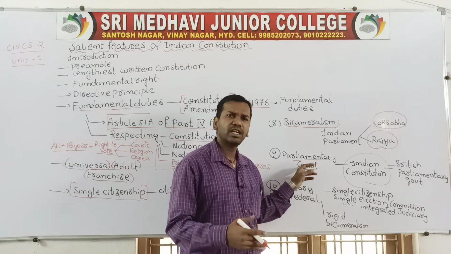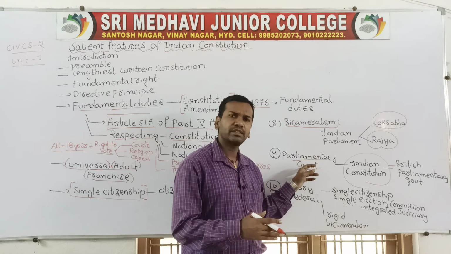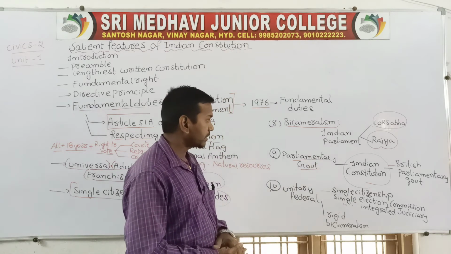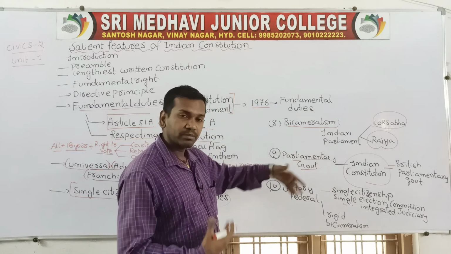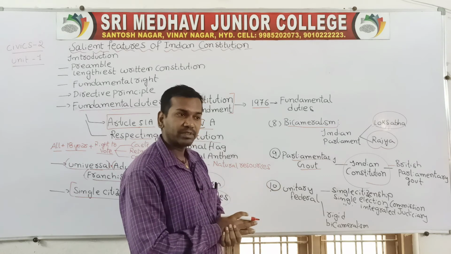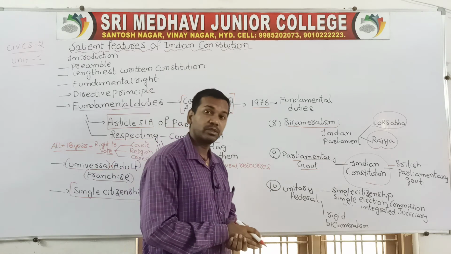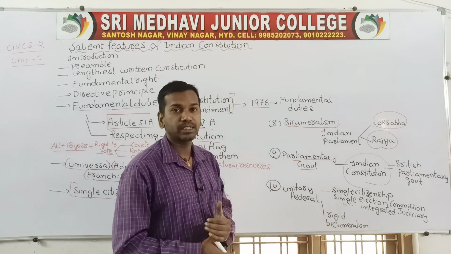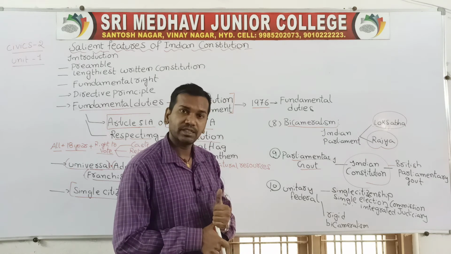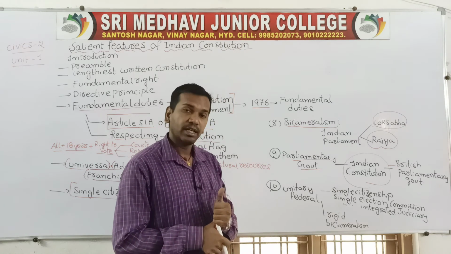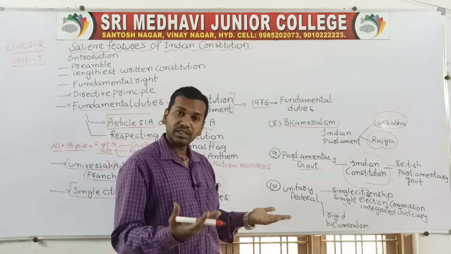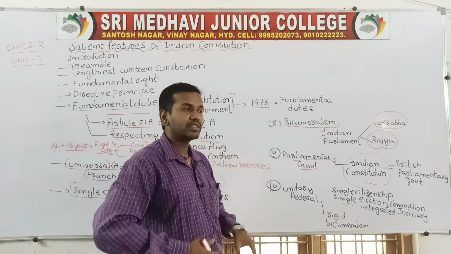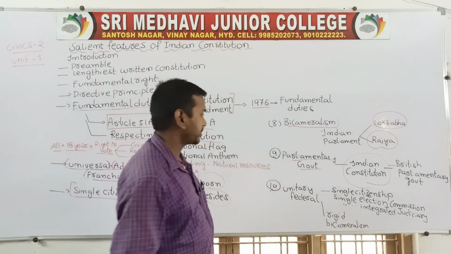Most of the power is vested in the hands of parliament, and that's why our country is called a parliamentary form of government. Parliamentary government is nothing but most of the power being vested in the hands of parliament, because parliament elects the head of the country, the president. Parliament elects the president and has the right to remove the president, and parliament has more power to enact and amend laws, and that's why our country is called a parliamentary form of government.